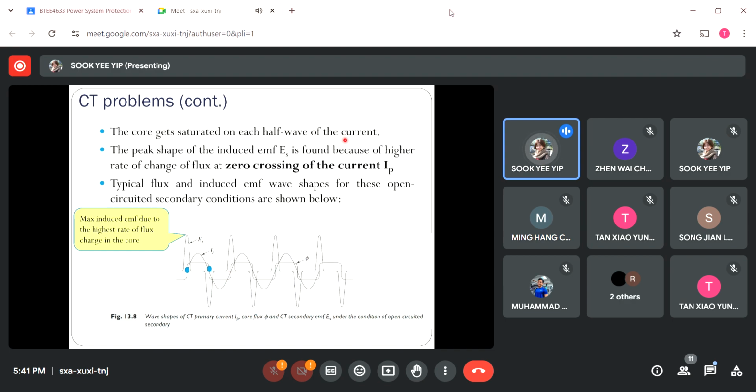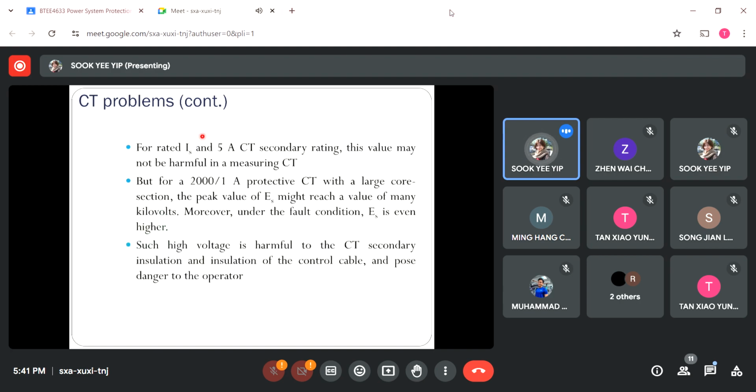So with the core in saturation, what happens is you get the wrong reading, correct? This situation is still okay if we are using current transformers with secondary currents rated at 5 amps, right?